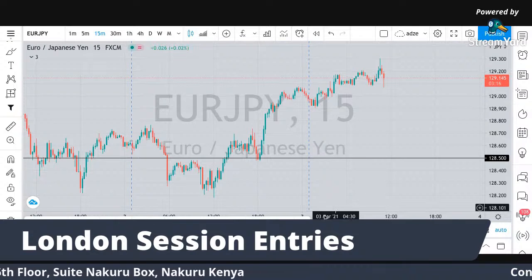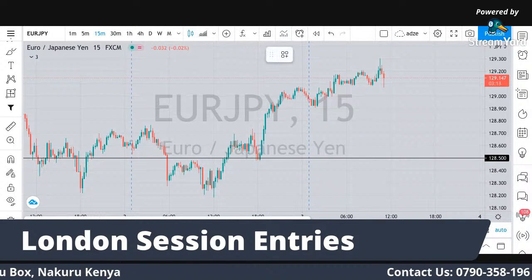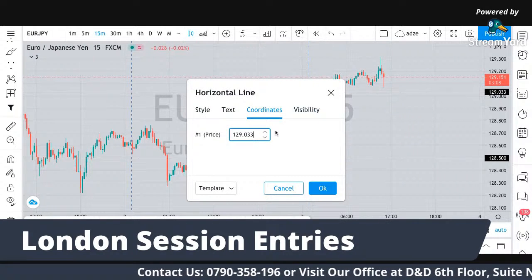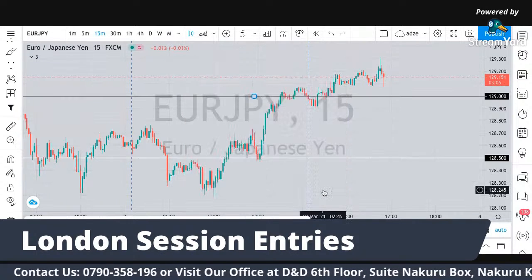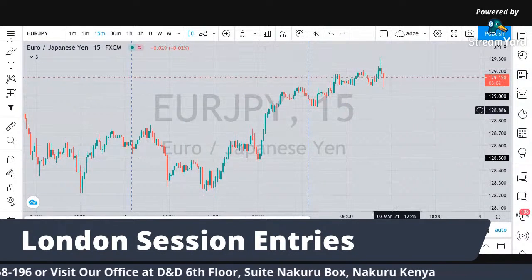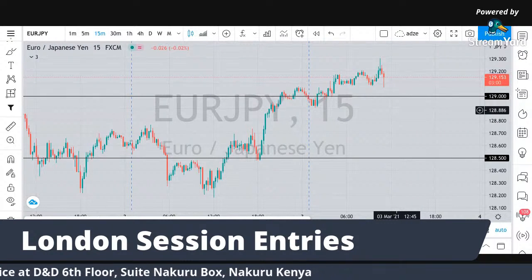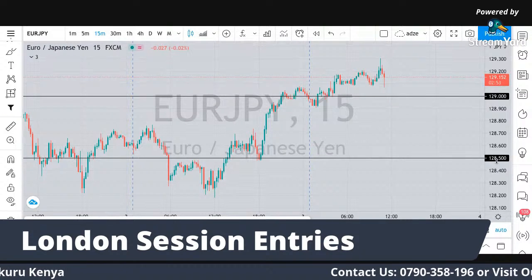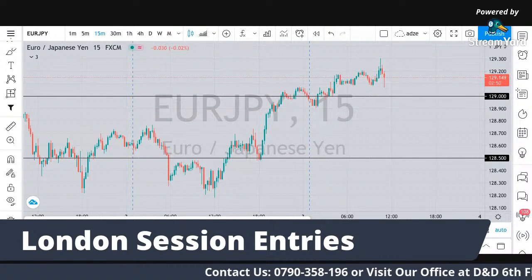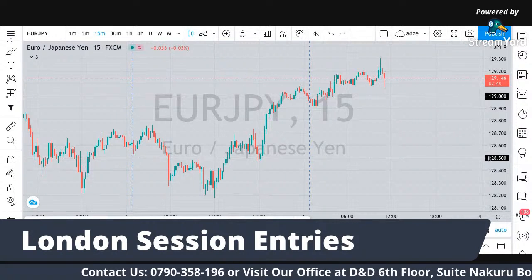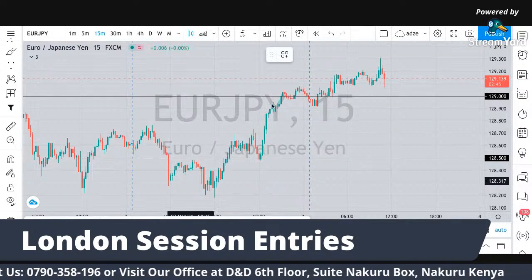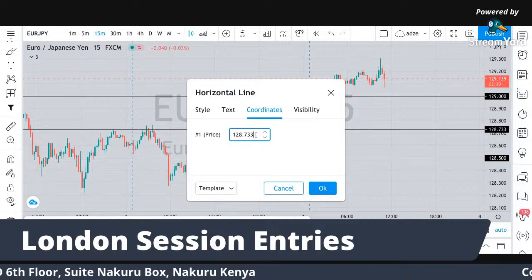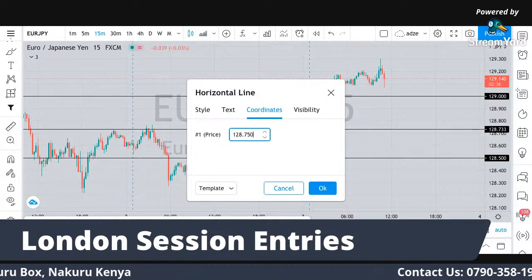Like in this case, the whole number here is 129. So 129 exact. And then we go to the half of the whole number, which will be 129.5. And then we go to the quarter of that, so we'll have 250 and we'll have 750. Let me show you something interesting.